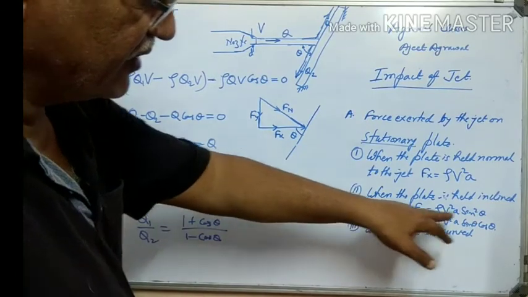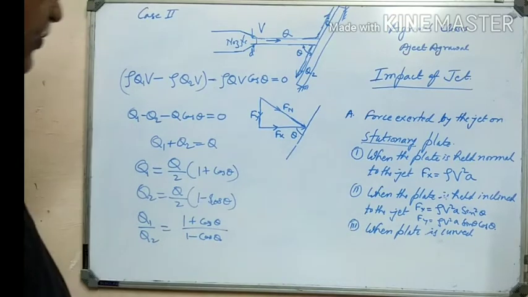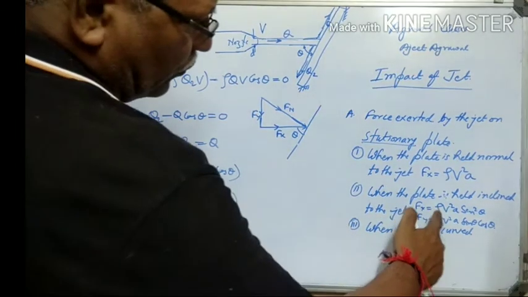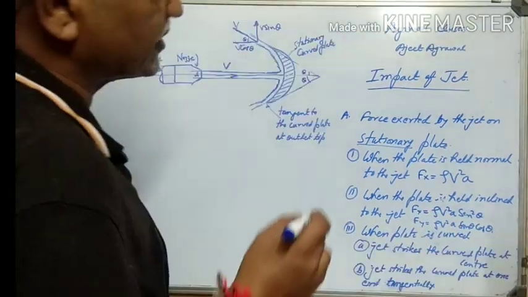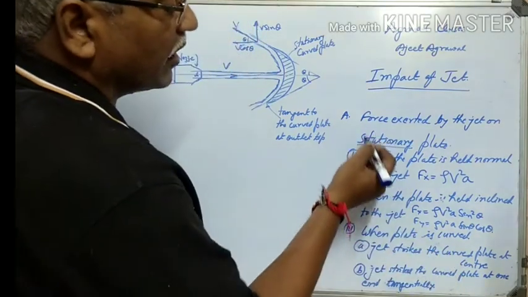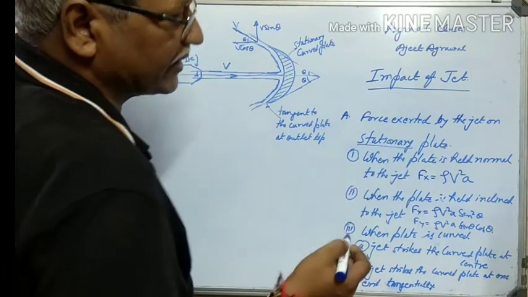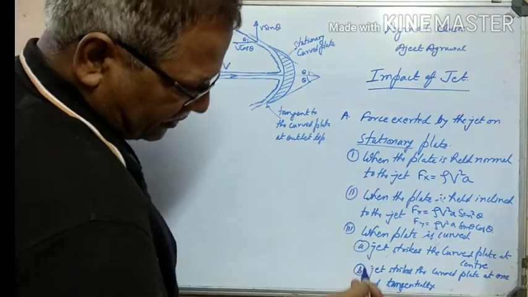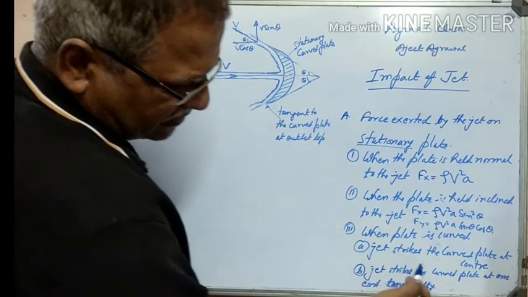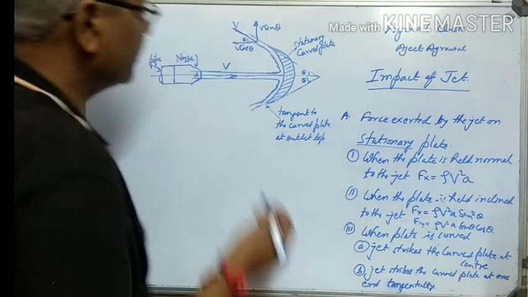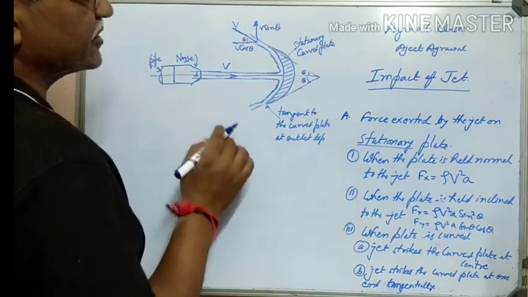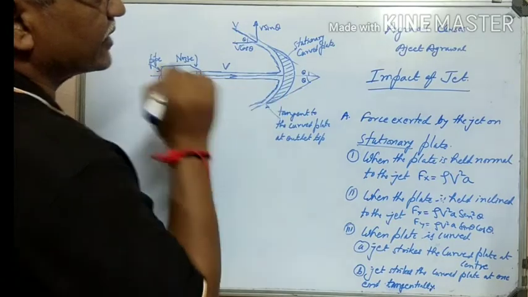In the x direction, this will be the force. In the y direction, this will be the force. And if we wish to find out the normal direction, then we had already calculated it as rho V square A sin theta. Let us consider the third case, when the plate is curved and we are going to find out the force exerted by the jet on the stationary curved plate. In this case, we have two cases. First, we will consider the jet striking the curved plate at the center. Here you can see this curved portion is a curved plate and it is stationary, and the jet is striking at the center of the plate.